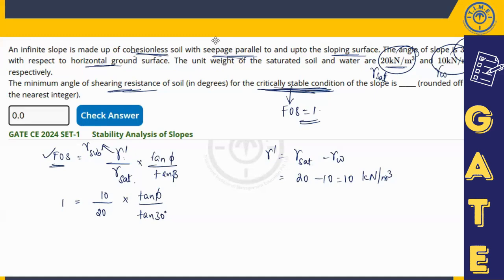Why is FOS taken to be 1? Most of you have this doubt. Because for the critically stable condition, we assume it is just stable, so factor of safety is assumed to be 1. Beta is the angle of slope with horizontal surface, given as 30°. So just a mere substitution: factor of safety is gamma dash by gamma sat into tan phi by tan beta. FOS is assumed 1. From this, calculate tan phi. I'll be waiting for your answers.